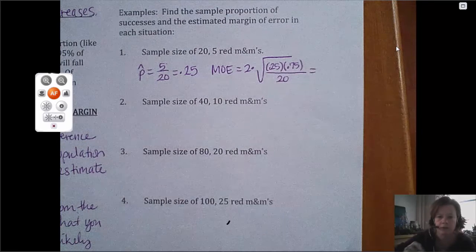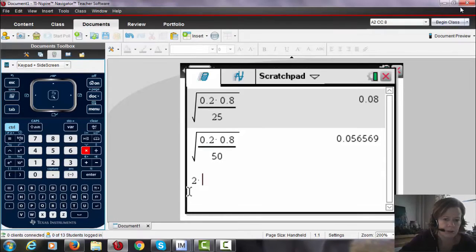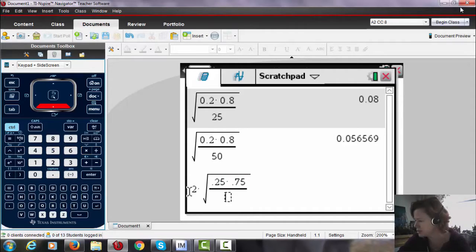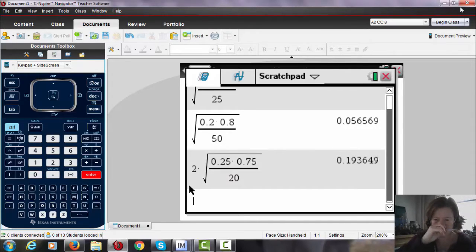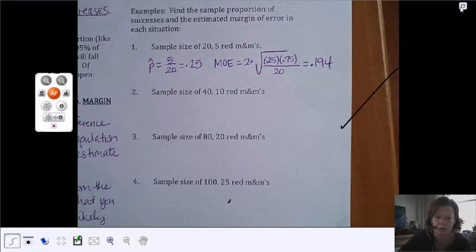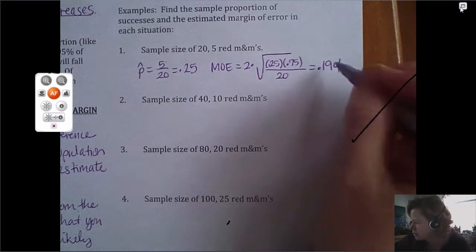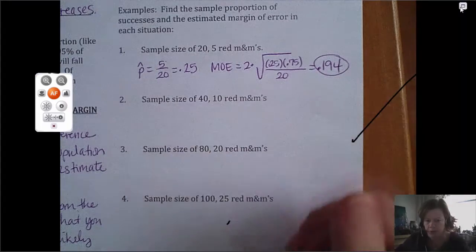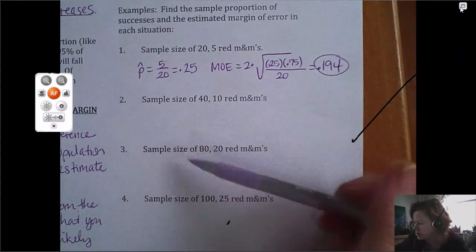Again, quick calculator work. Our square root of the fraction 0.25 times 0.75 over my sample size of 20. And we get 0.194 or so.